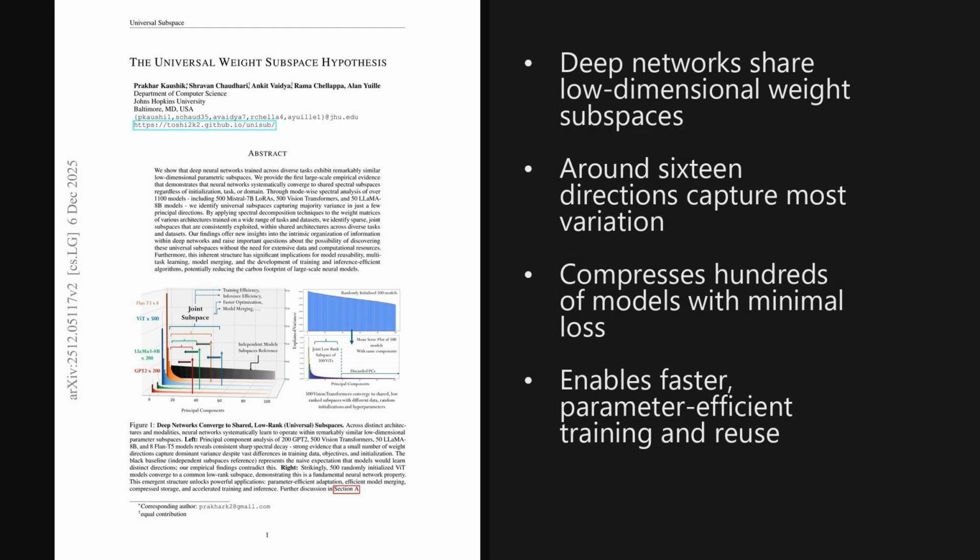So the big message is that many deep networks across text and vision quietly collapse into the same low-dimensional weight subspaces, and that small shared bases can stand in for hundreds of full models with little or no performance loss. This opens doors for cheaper training, greener deployment, and easier model reuse.